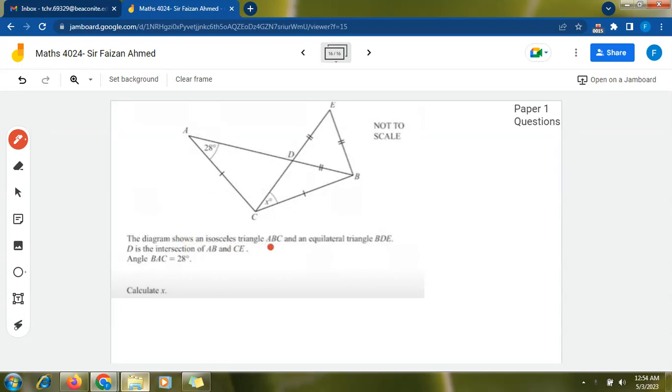Student, one more question on paper 1, and this question is: the diagram shows an isosceles triangle ABC and an equilateral triangle BDE. We have a figure in which we have a lot of triangles, but the information in the question is given as: the diagram shows an isosceles triangle ABC.